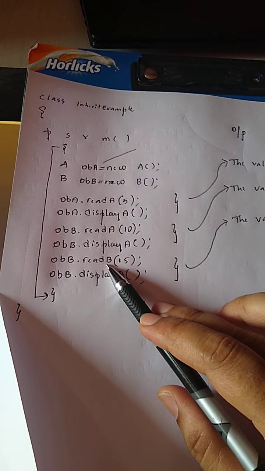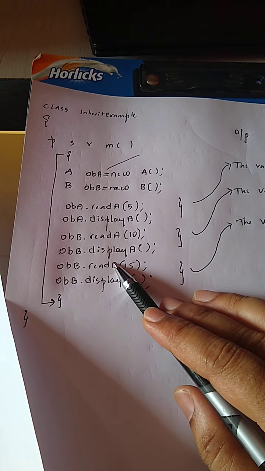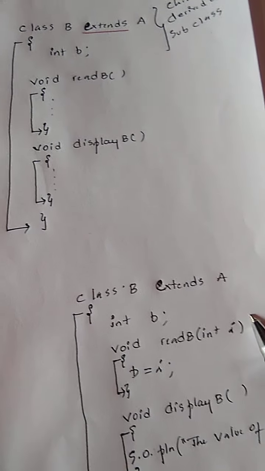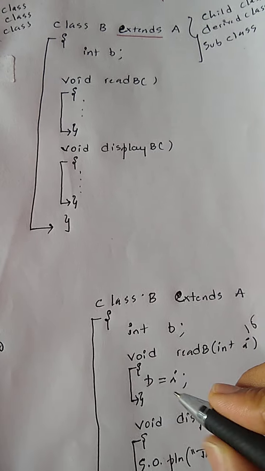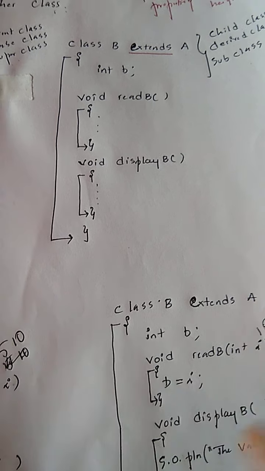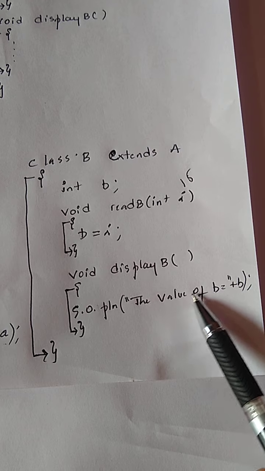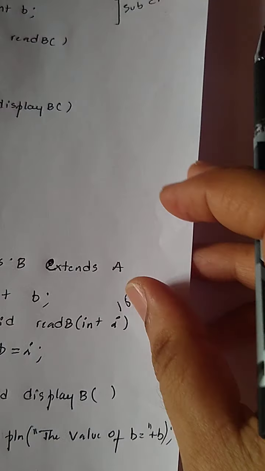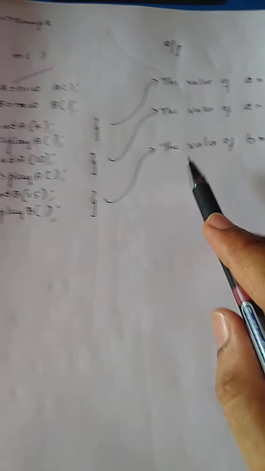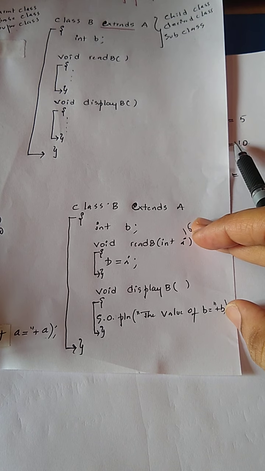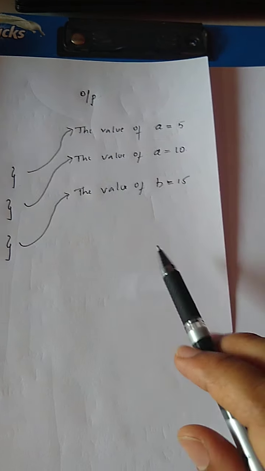Again, using object B, I can call all the member functions of B. Now I'm calling read b by passing 15. So read b will be called, I will get the value 15, and that will be assigned to b. Next, if I call display b, this will be executed, and I will get the output: the value of b is equal to 15.